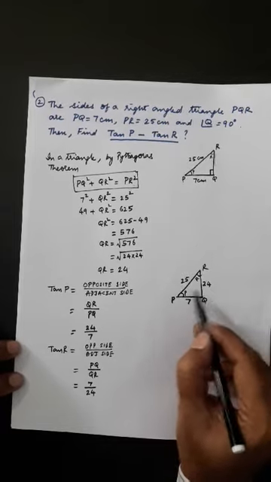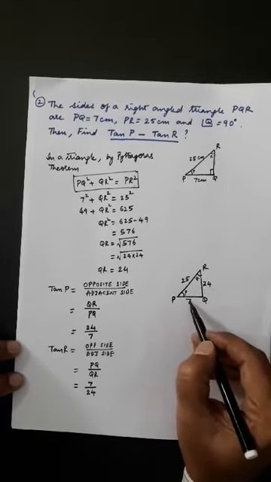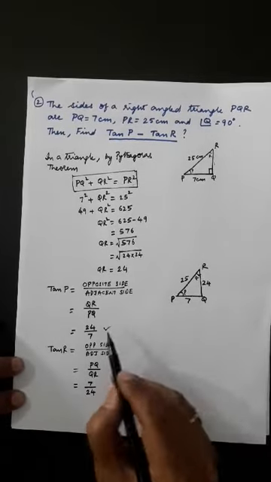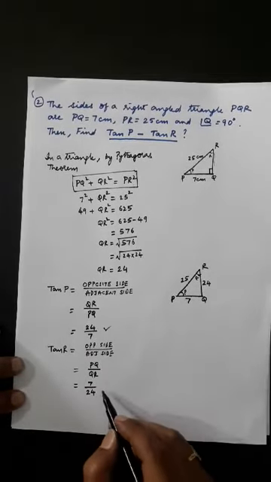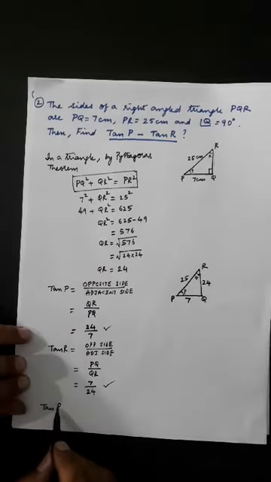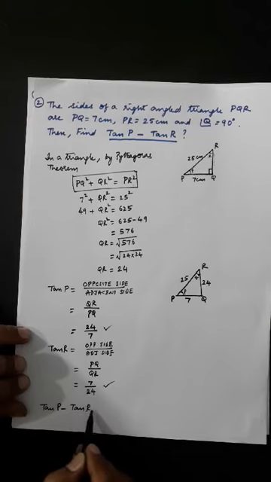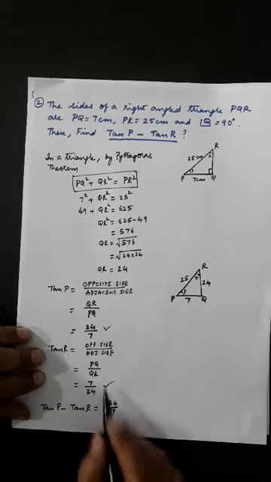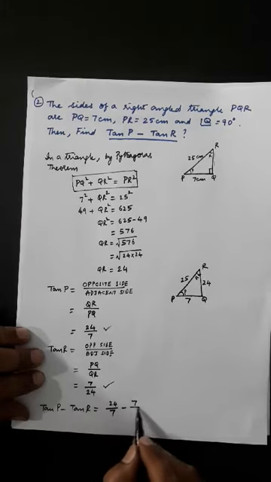So for P, this is opposite, this is adjacent. For R, this is opposite and this is adjacent. So we got both values, tan P, tan R. What we need is tan P minus tan R, which is nothing but 24 by 7 minus 7 by 24.